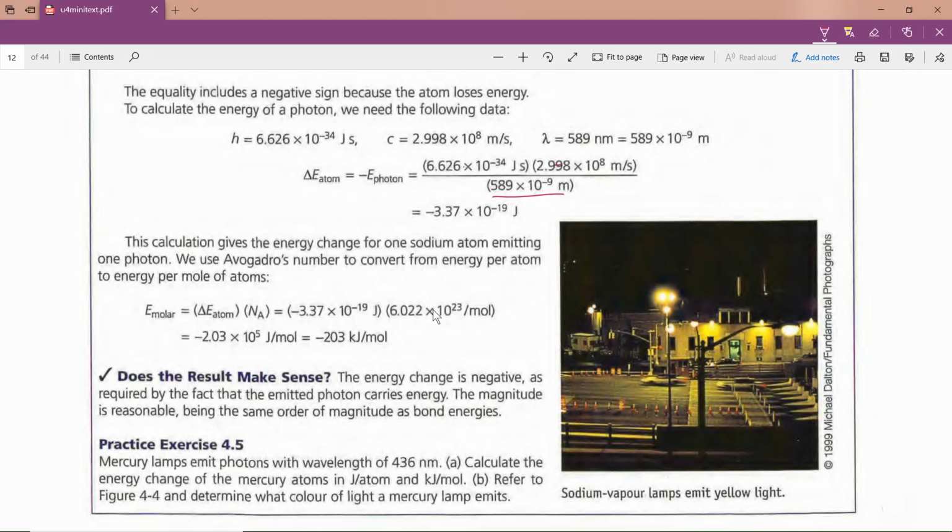So that is the energy released per mole of atoms. The energy change is negative, as required by the fact that the emitted photon carries energy.